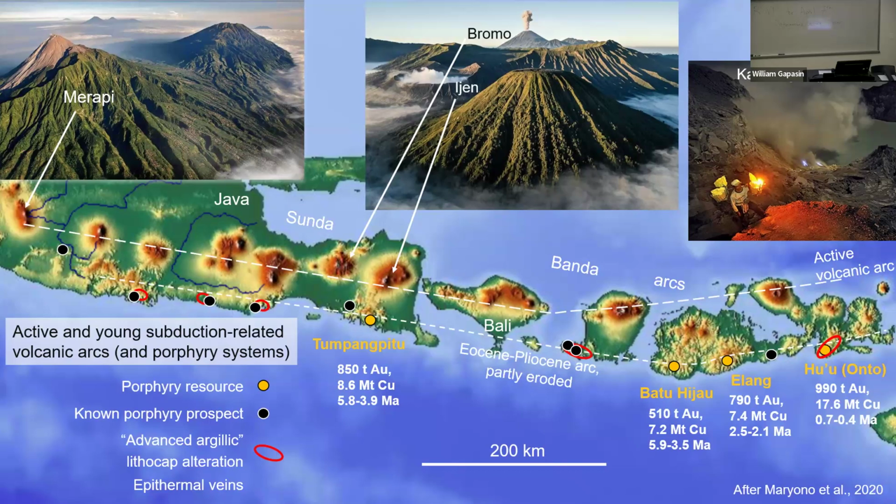And not only epithermal veins occurring with some of these eroded centers, but also lithocaps. Lithocaps, and I'll define that in a bit, of advanced argillic alteration, some very closely related to known porphyry prospects. And of course, all of Onto was discovered below barren lithocaps stretching for tens of kilometers. So there is a relationship between advanced argillic lithocaps and porphyry, and sometimes epithermal veins.